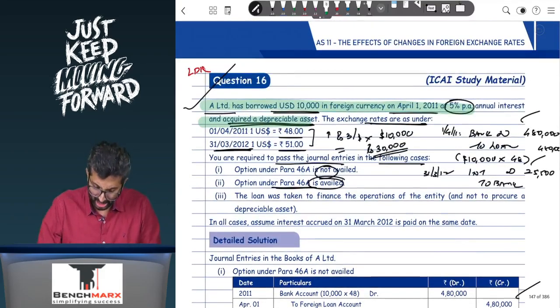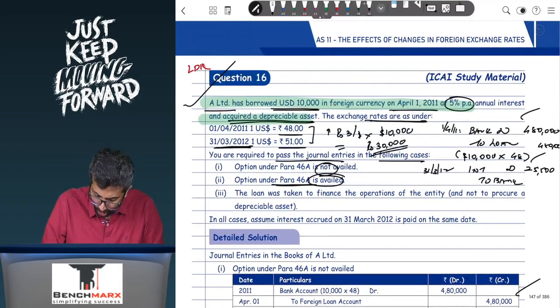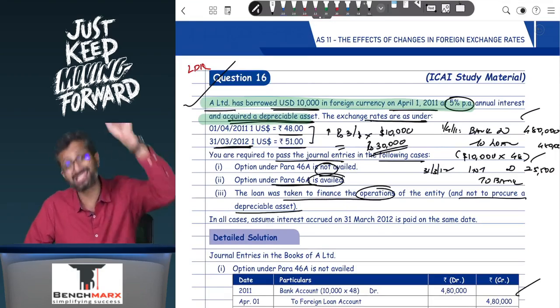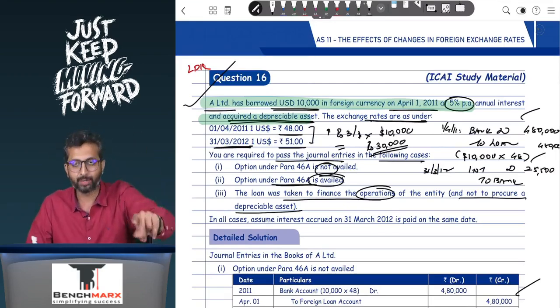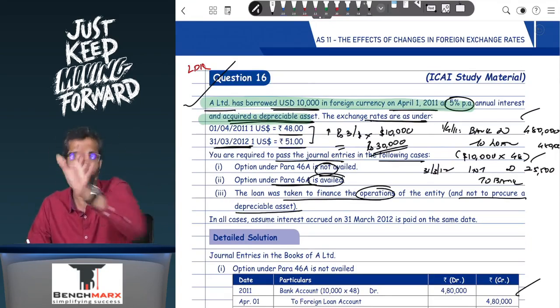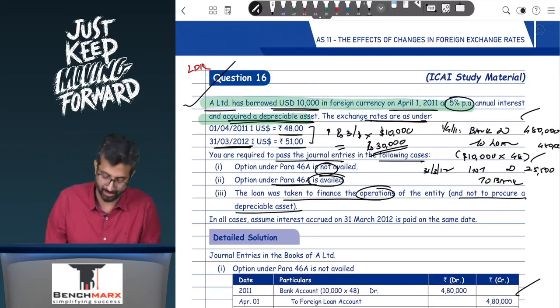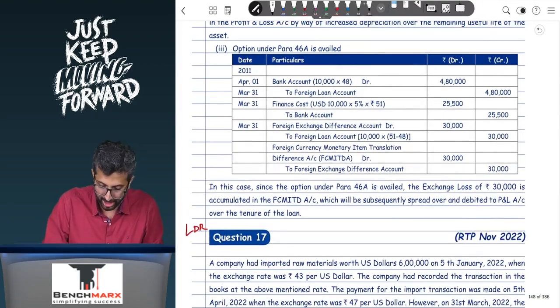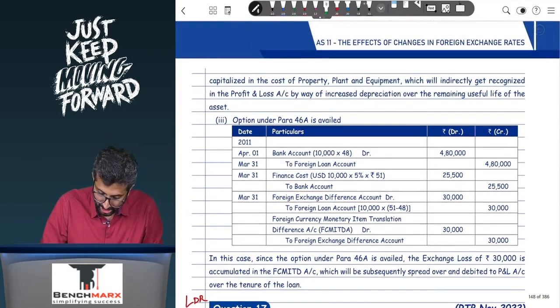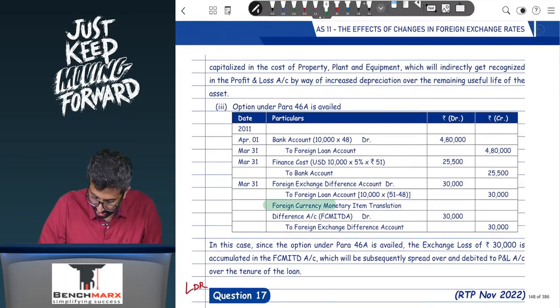Okay. And the last part they are saying, point 3, if the loan was taken to finance the operations of the entity and not for procuring of depreciable assets, yes, then instead of debiting the PP account, if para 46A was taken, you would have debited the FCMITDA. So over here, if you highlight, in the last case, you had foreign currency monetary item transaction difference account 30,000.